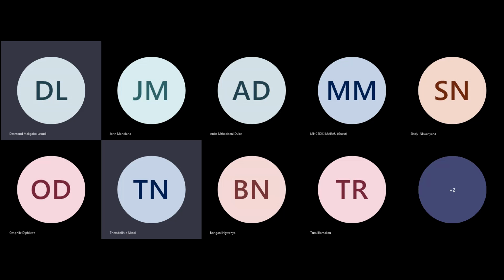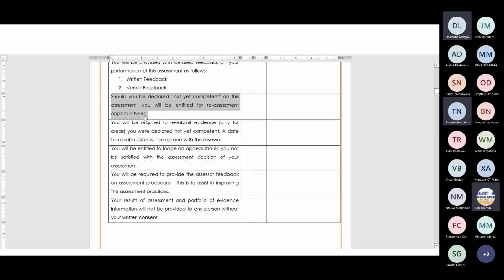Assessment opportunity. You will see here we've got plural for opportunities. And how many opportunities do you have to reassess, colleagues? 3. We have 3 opportunities within which we must achieve competency. You'll be required to resubmit evidence only for the areas you were declared not yet competent.